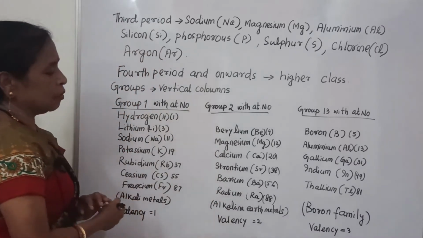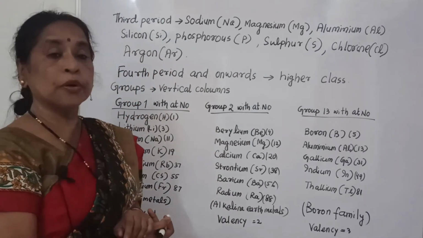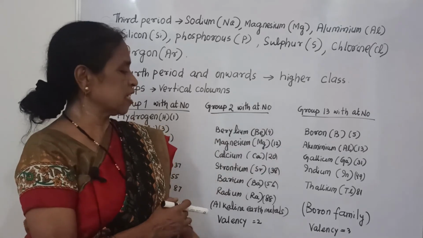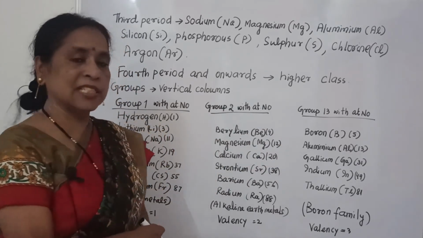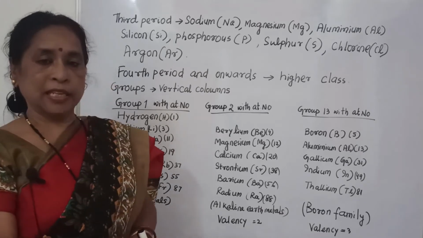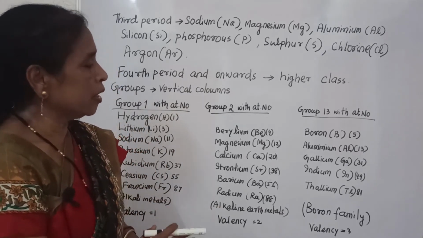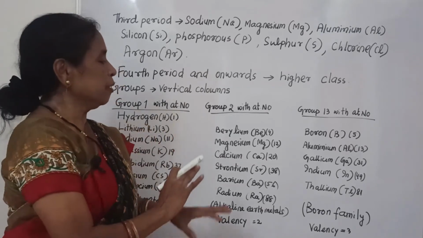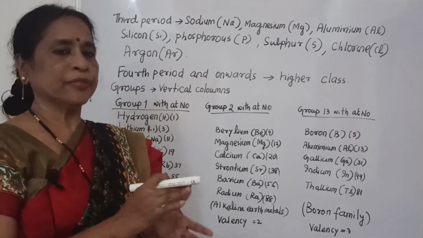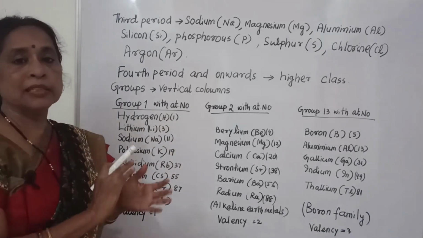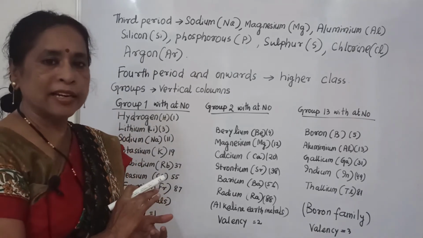Now here the group is known as boron family because the first element is boron, so you can say boron family, and valency is 3. And how valence is 3, it will be clear in next video. Now here remember boron, aluminium, gallium, indium, thallium, like this. Now we will say group 14, 15, 16, 17 and 18.